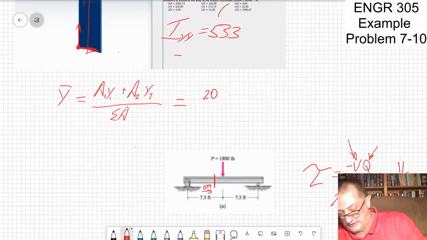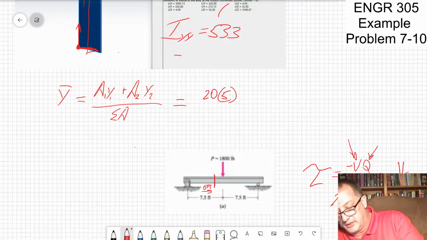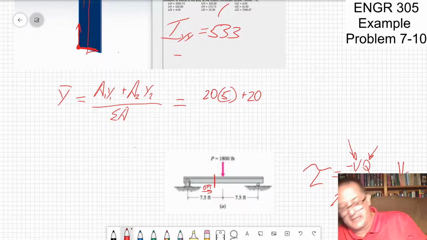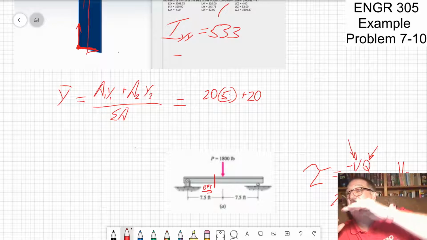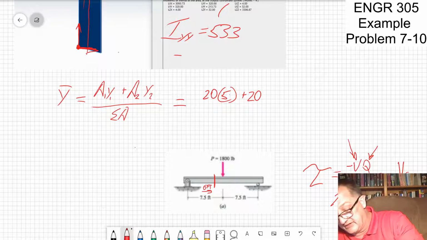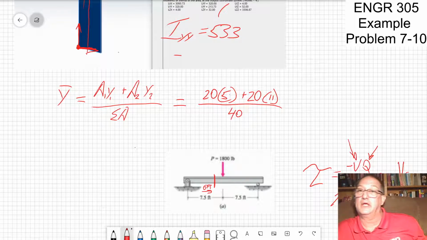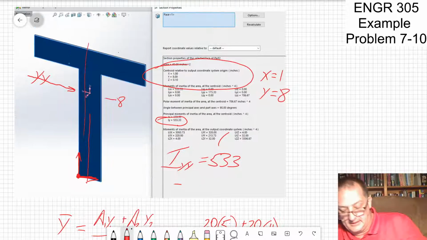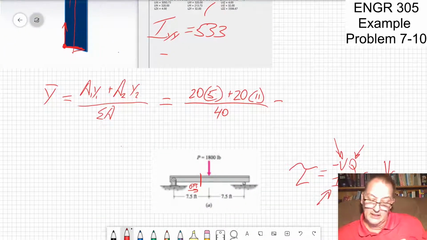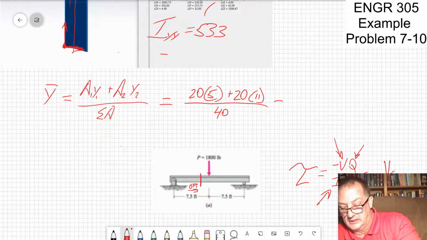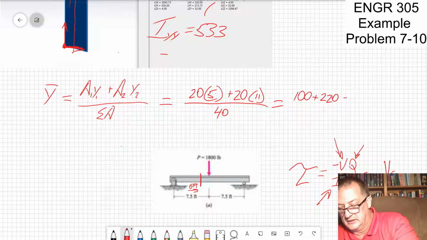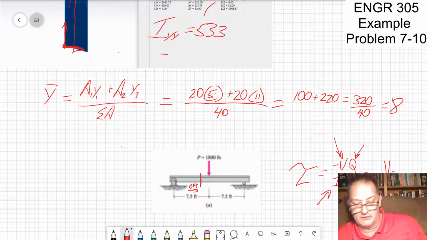So I'm skipping all over. My watch is hitting the screen. 20 times 5 plus 20 times, where's the centroid at the top? Well, it's 10 plus the centroid. It's actually 11. And then I got to divide that whole thing by 40. So that's going to be equal to 100 plus 220 equal to 320 divided by 40 is equal to 8. Hey, isn't that what this told us?